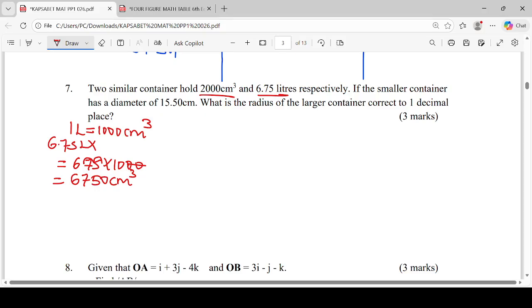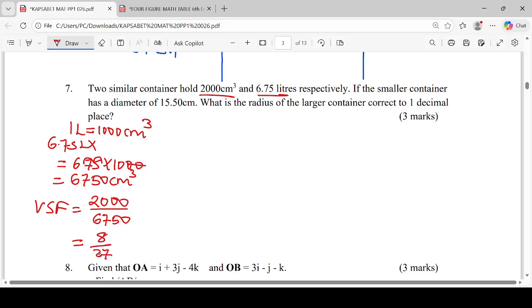So from this, we can get the volume. When you get the ratio of the two volumes, this gives what is called the volume scale factor. I can take the volume of the smaller container, that is 2,000, over the volume of the bigger one, which is 6,750. This can simplify too. When you use your calculator, you just put 2,000 all over 6,750, then you press the equal sign. This becomes 8 over 27.